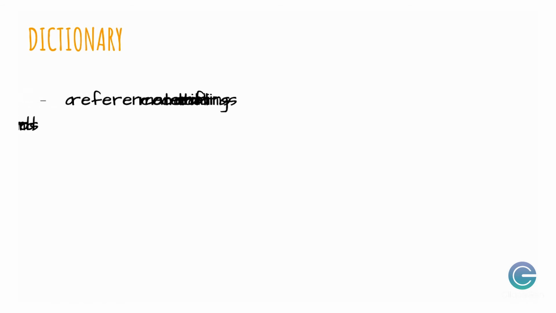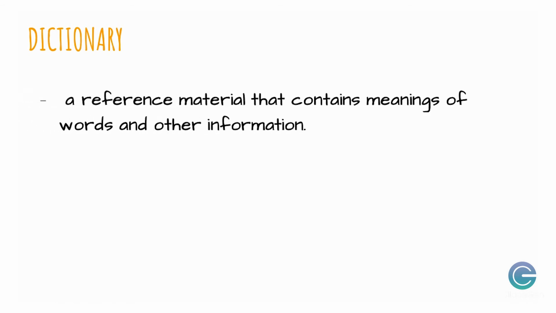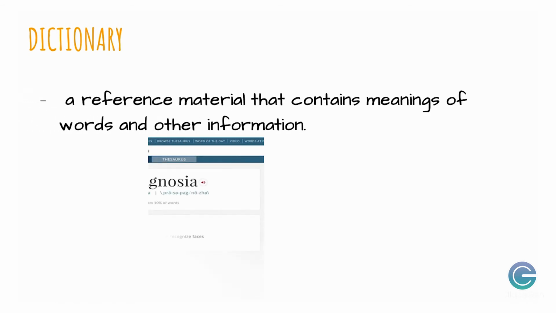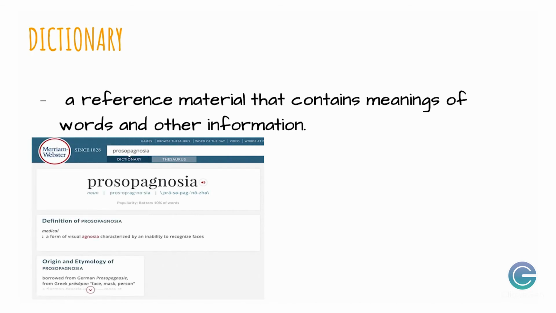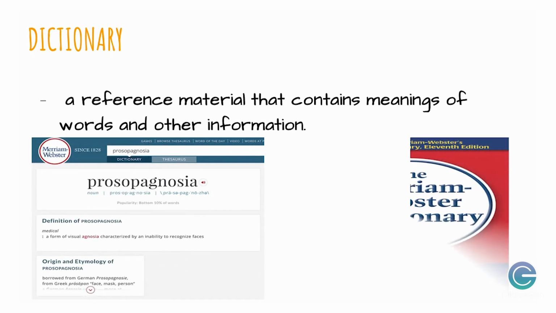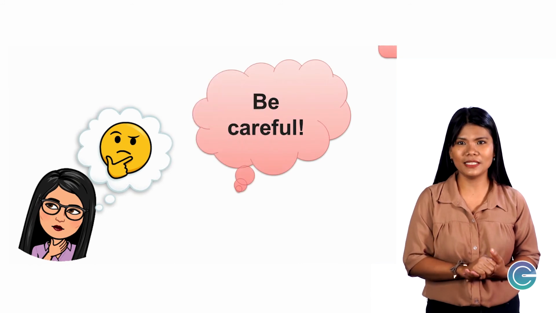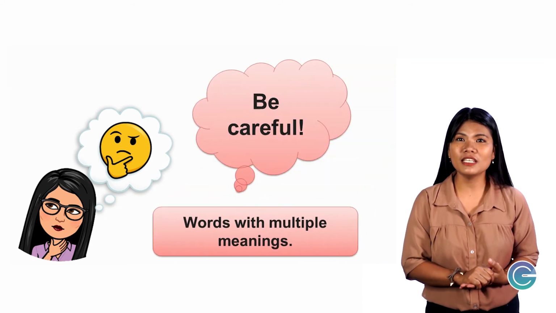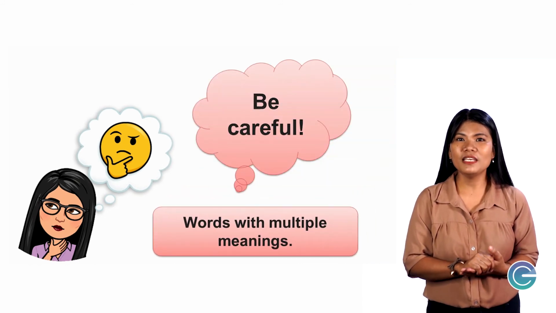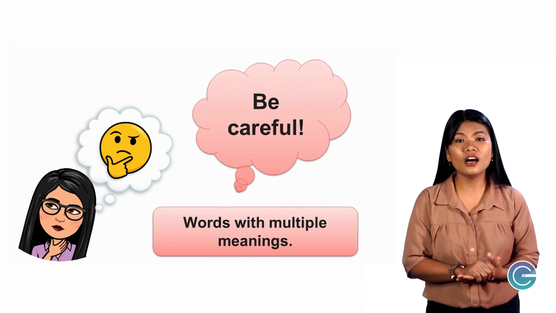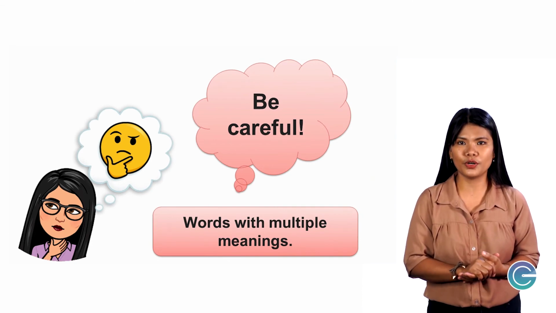Next, the dictionary. It is a reference material that contains meaning of words and other information. Dictionaries come in different sizes. They come in the form of large books or pocket books. Be careful, however, with words that have multiple meanings. To look up the correct meaning of the word used, be sure to understand the context in which the word appears.